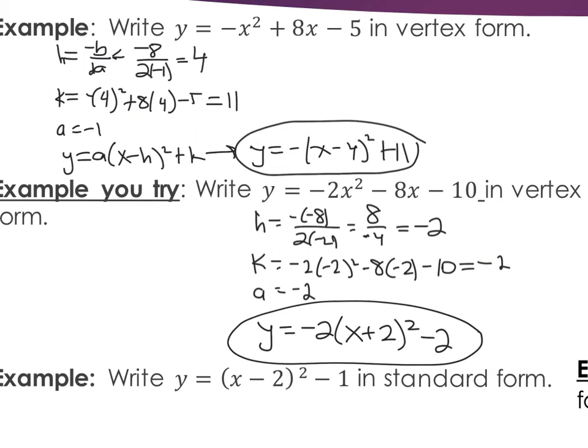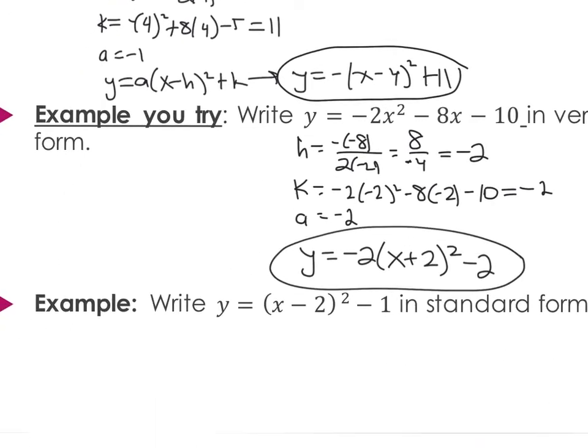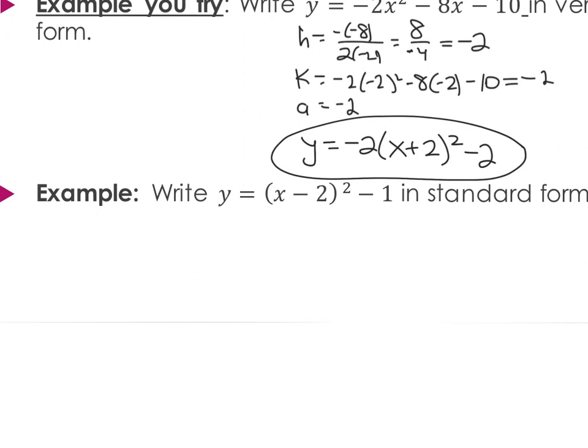If we look at the next type of problem, it's going to ask us to write y equals the quantity x minus 2 squared minus 1 in standard form. Now, in order for us to write this in standard form, we'll start off with y equals. And if I see x minus 2 quantity squared, remember I have to write x minus 2 twice. And then we have to distribute, also known as FOIL, those parentheses. So the first would be x squared.